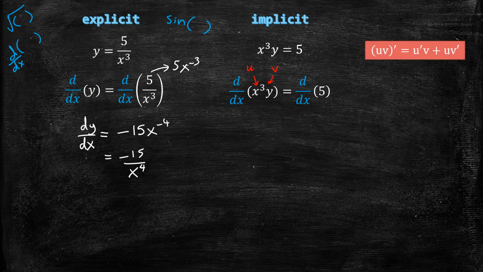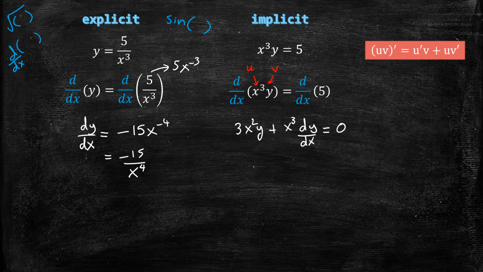And we know that the derivative of u is 3x squared times y plus u, which is x cubed, times the derivative of v. Now the derivative of v is just, we just figured it out before, it's just dy by dx, because we can't really do anything, so we just leave it as the symbol that represents it. And the derivative of the right-hand side is 0.